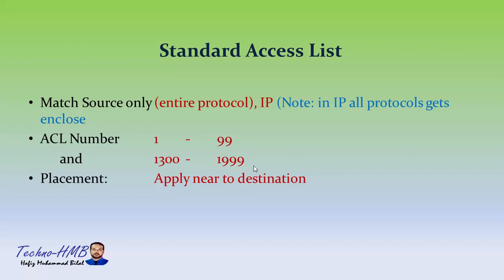Note, in IP all protocols get enclosed. For example, port number 80, port number 23, port number 53, any port. ACL numbers recognition: it starts from 1 to 99 and 1300 to 1999. Where do we place it? Placement is applied near the destination, because in standard ACL we do not specify the destination. That's why we apply it near the destination.